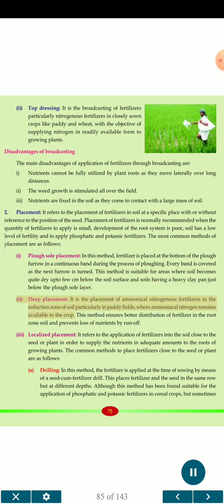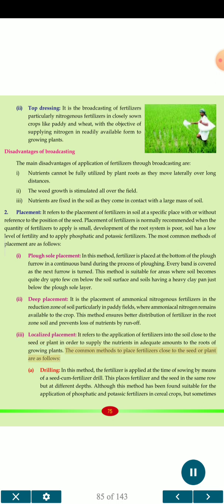II. Deep placement. It is the placement of ammoniacal nitrogenous fertilizer in the reduction zone of soil, particularly in paddy fields, where ammoniacal nitrogen remains available to the crop. This method ensures better distribution of fertilizer in the root zone soil and prevents loss of nutrients by runoff. III. Localized placement. It refers to the application of fertilizer into the soil close to the seed or plant in order to supply the nutrients in adequate amounts to the roots of growing plants.